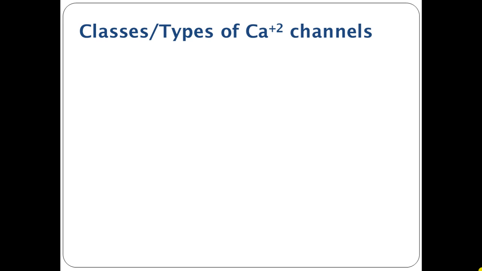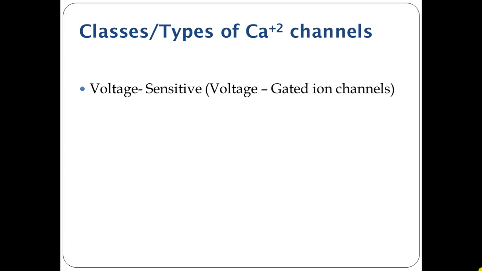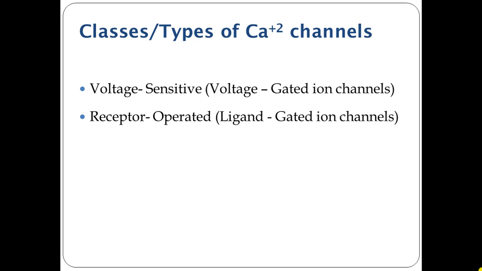Now we focus on classes or types of calcium channels. Calcium channels are of different varieties, of which first is voltage sensitive or voltage gated ion channels, where movement of calcium is mediated through the change in the voltage of the surface. Second is receptor operated or ligand gated ion channels, where binding of a substance to the receptor is responsible for the calcium ion entry or exit from the cell.